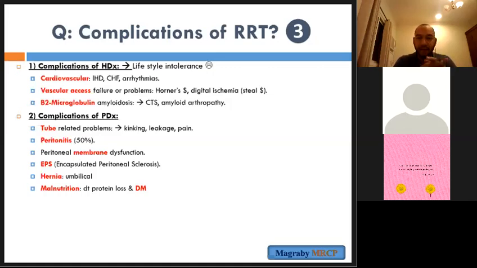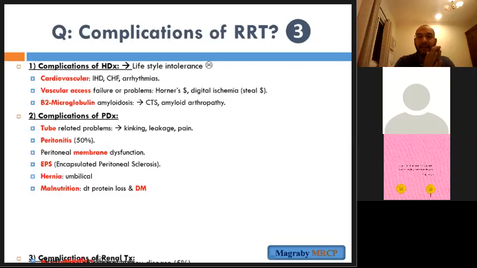Peritoneal membrane dysfunction. EPS, which is encapsulated peritoneal sclerosis. This patient may be liable for hernia, especially the umbilical hernia, malnutrition due to protein loss, and diabetes due to the glucose content of the dialysis.